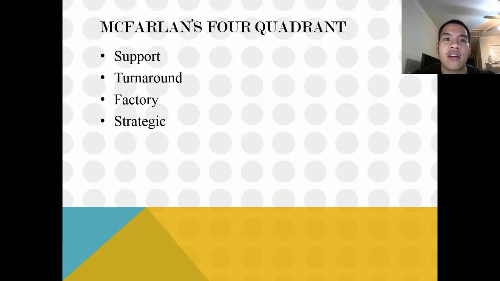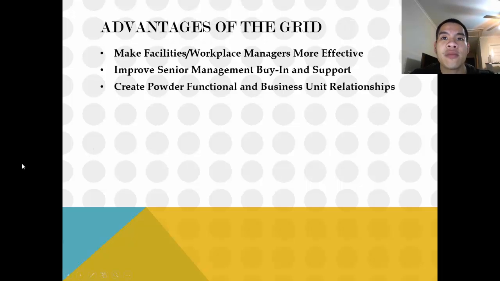Proper use and understanding of the strategic IT grid may result in improved efficiency of workplace managers and facilities. By communicating to senior management the business relationships between the central service function and strategic business units, you improve senior management support. By developing more productive business relations between the central service function and strategic business unit, you create powerful functional and business unit relationships.